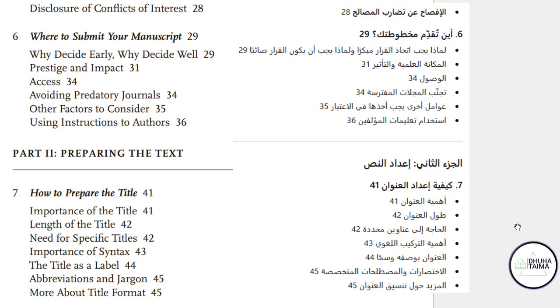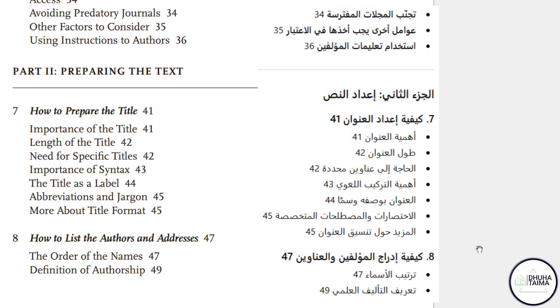Part 2. Preparing the text. 7. How to prepare the title. Importance of the title. Length of the title. Need for specific titles. Importance of syntax. The title as a label. Abbreviations and jargon. More about title format.